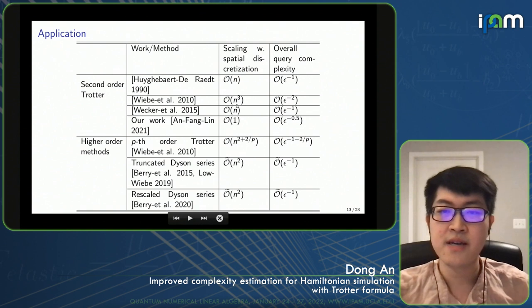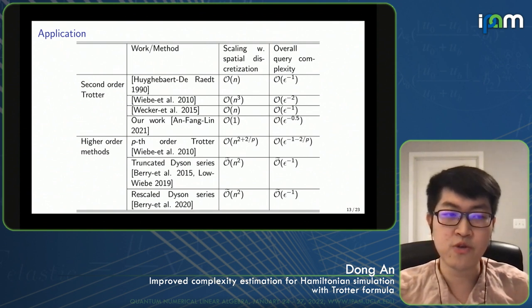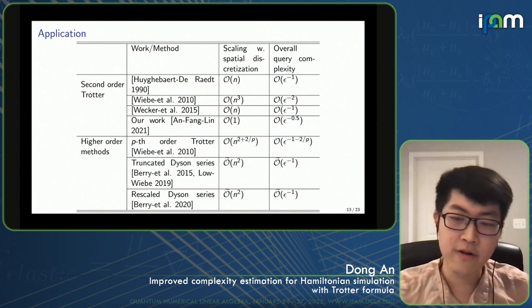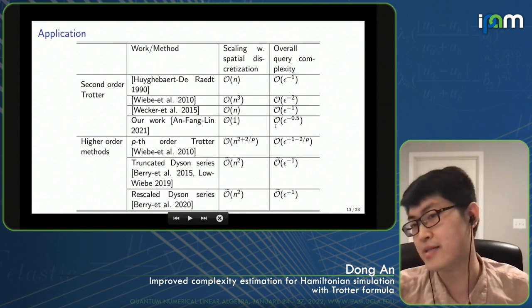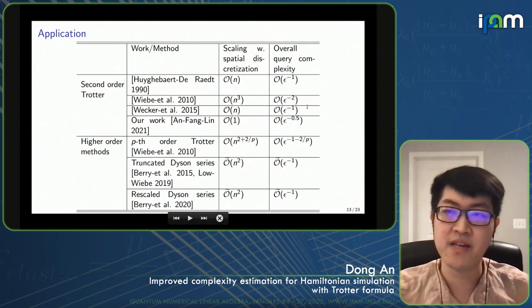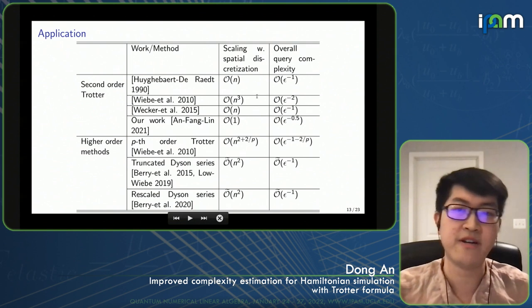This is because the number n of the spatial discretization should be chosen according to the tolerance level of the error in the spatial discretization. Here we get rid of this dependence, and then we get a better estimate in terms of the accuracy. So here is the comparison with the existing work.